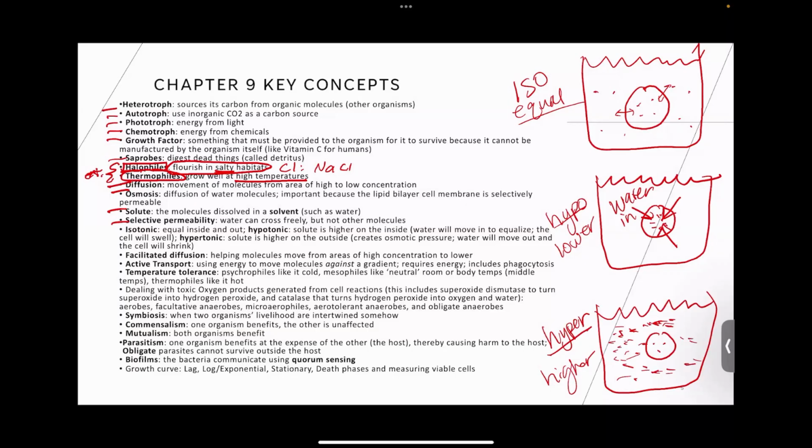It still wants to help equal out and balance on that side, but only the water can move. The salt can't move in. So what happens whenever you put something in salt, and we know this because if you pack something in salt, what happens to the cells? The cells shrink. They dehydrate. Why? Because the water is moving out of the cells then.